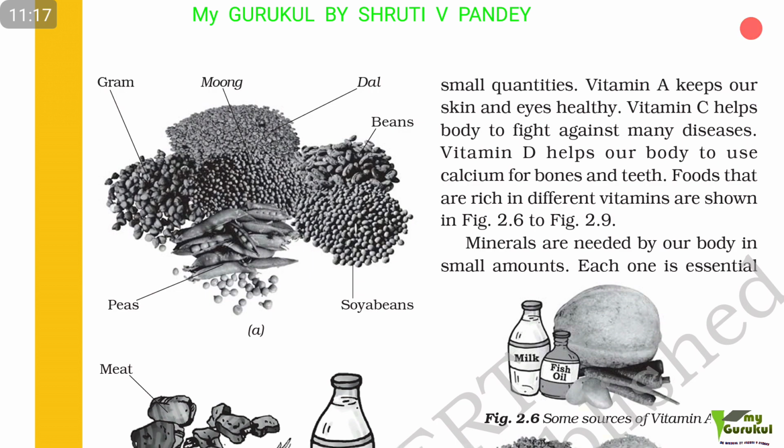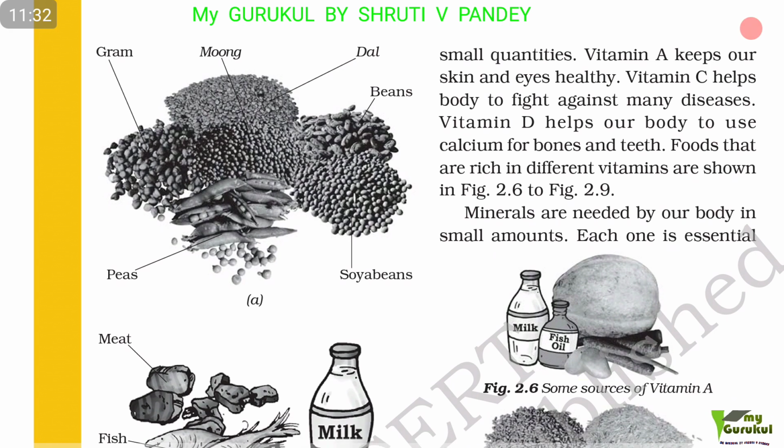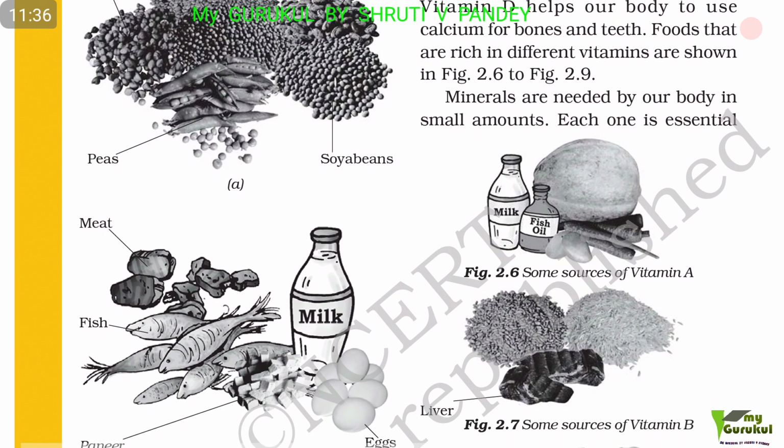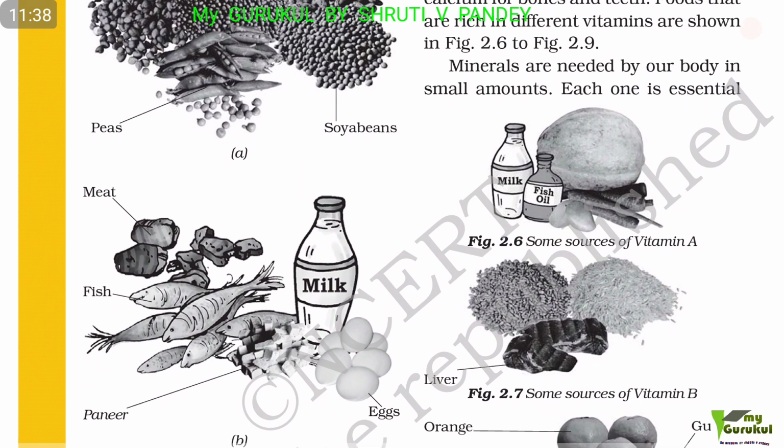Vitamin A keeps our skin and eyes healthy. Vitamin C helps body to fight against many diseases. Vitamin D helps our body to use calcium for bones and teeth. Foods that are rich in different vitamins are shown in figure 2.6.